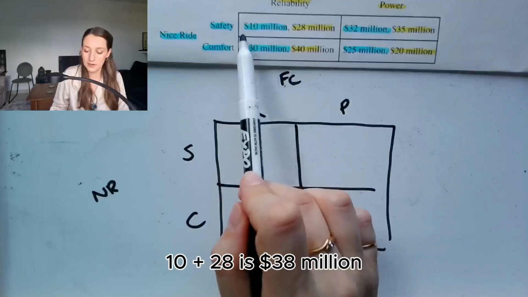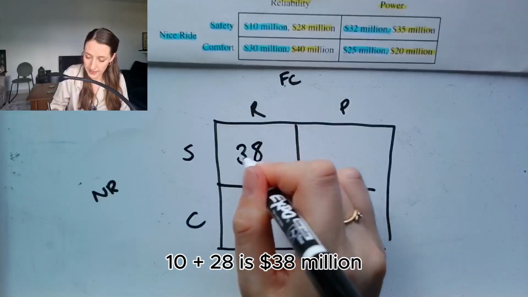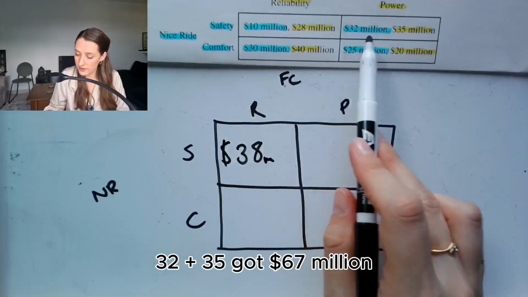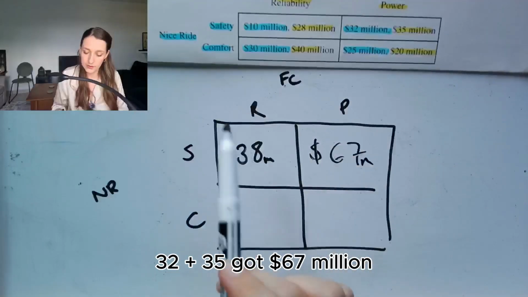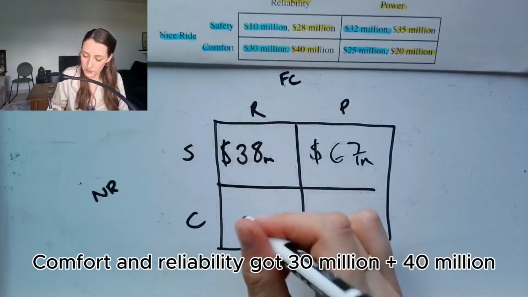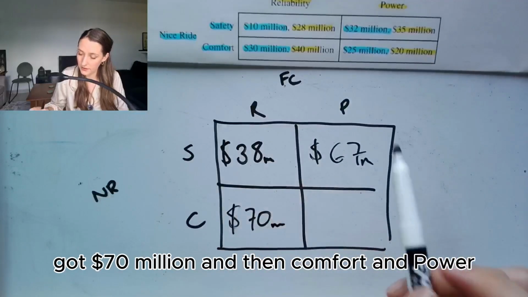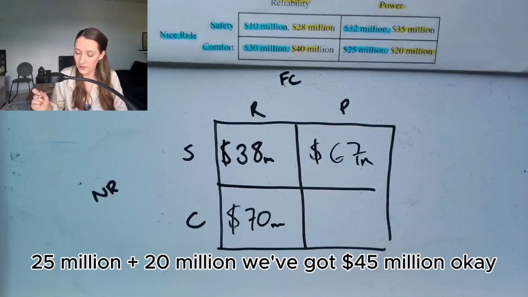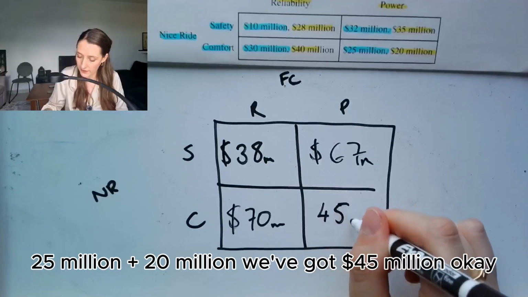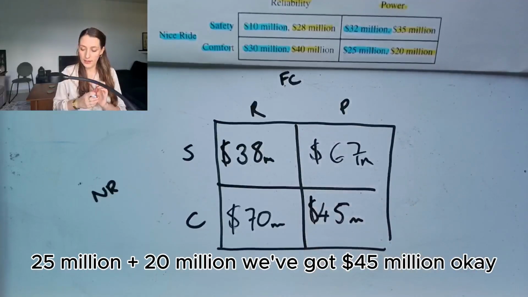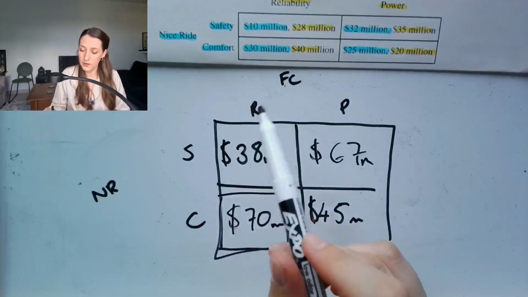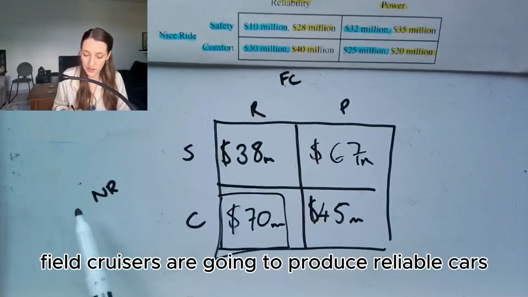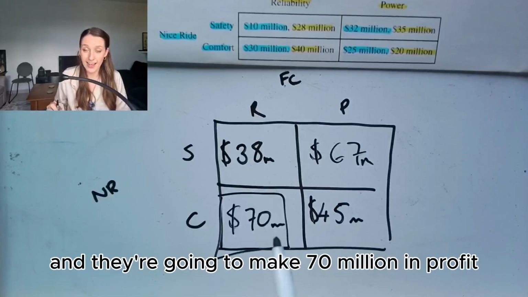If they merged, 10 plus 28 is $38 million. 32 plus 35, we've got $67 million. Comfort and reliability, we've got 30 million plus 40 million, we've got $70 million. And then comfort and power, 25 million plus 20 million, we've got $45 million. Okay, so if they're a merged company, they're going to go with a strategy that makes them the most profit. And so Field Cruiser is going to produce reliable cars, Nice Ride is going to focus on comfort, and they're going to make 70 million in profit.